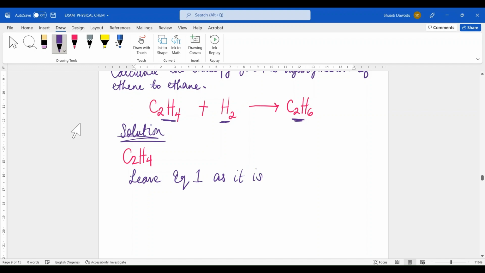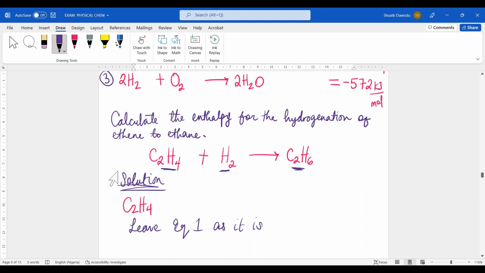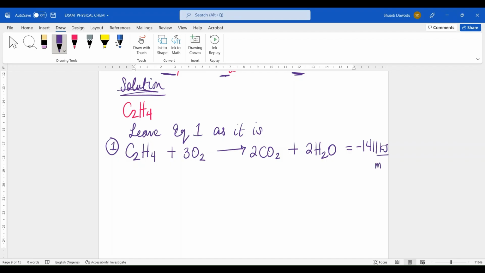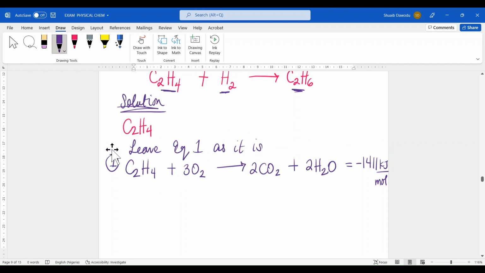So when we leave equation 1 as it is, we're just going to rewrite equation 1 again. Rewriting equation 1, we end up with C2H4 plus 3O2 gives you 2CO2 plus 2H2O. What you end up with is negative 1,411 kilojoules per mole. So that's basically this right here. And now we're done with C2H4.